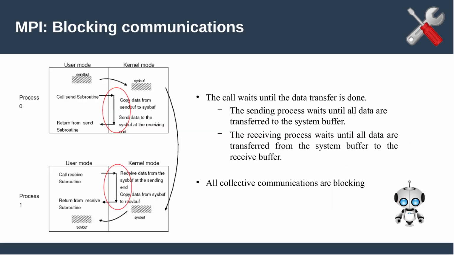Blocking communications in MPI require the sending process to wait until data is fully transferred to the system buffer, and the receiving process waits until data is completely moved to the receive buffer. All collective communications in MPI are inherently blocking, ensuring data integrity by completing transfers before proceeding.